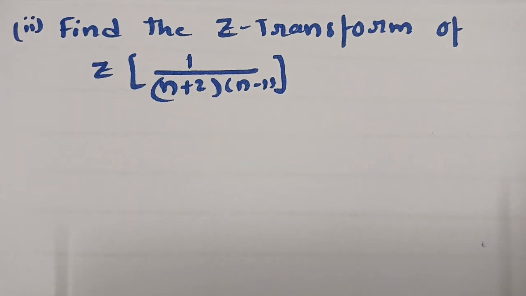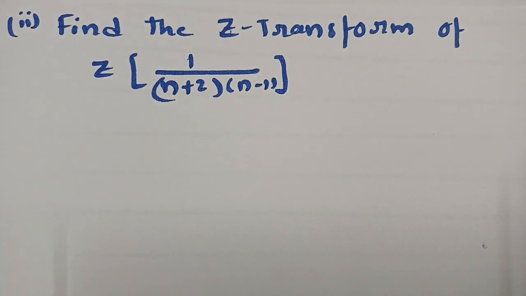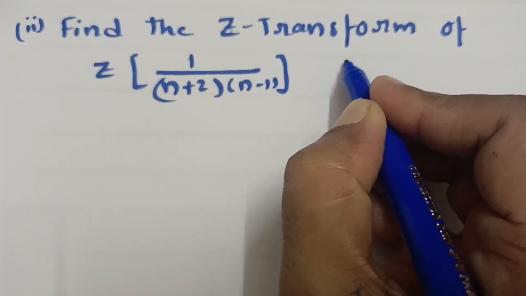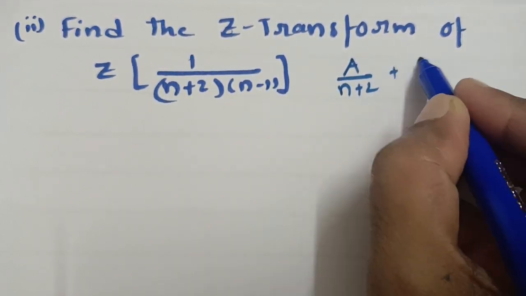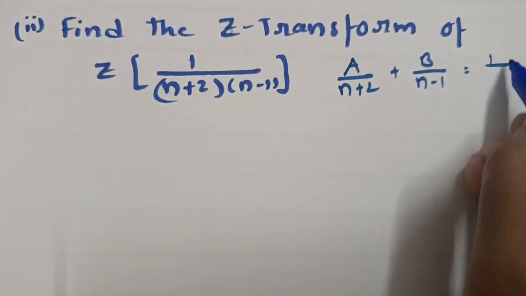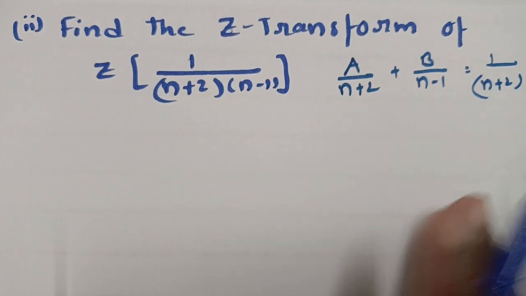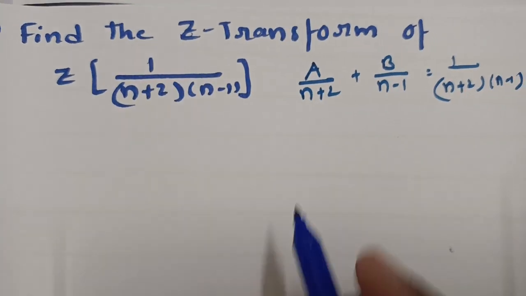If you practice, it is also very easy. So here, what is given here? Z of 1 by (n plus 2)(n minus 1). If I consider it as a by (n plus 2) plus b by (n minus 1), this will be 1 by (n plus 2)(n minus 1). If I resolve into partial fractions like this, then what will be the a value and b value?